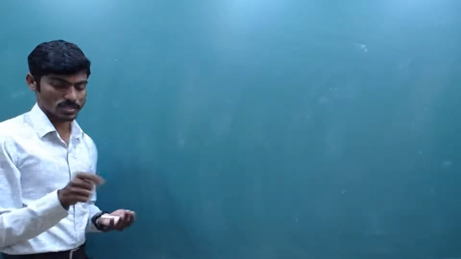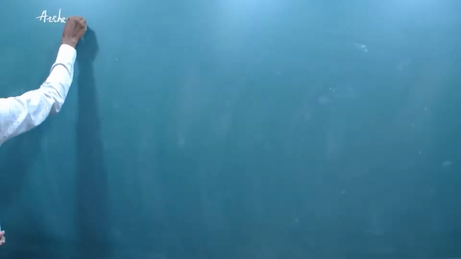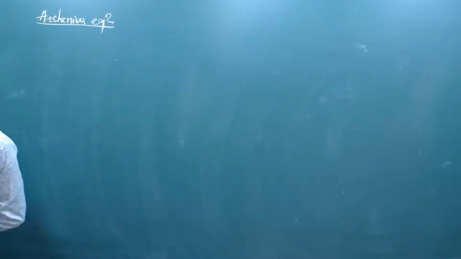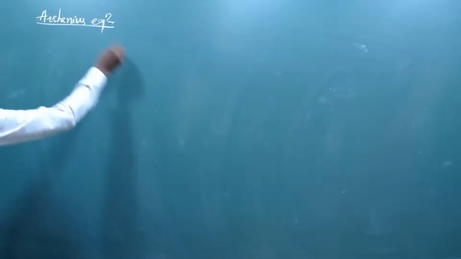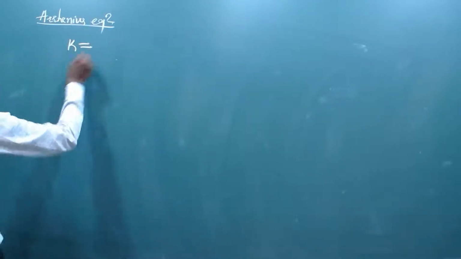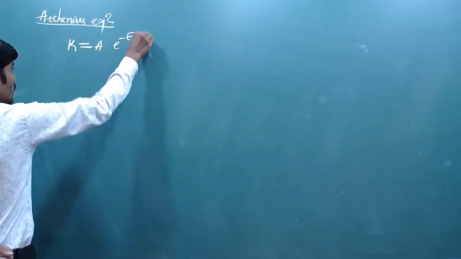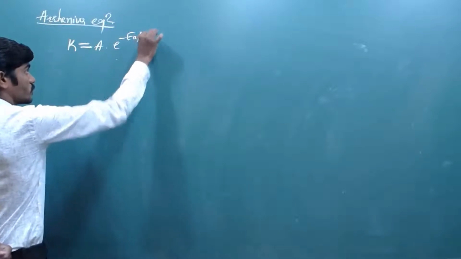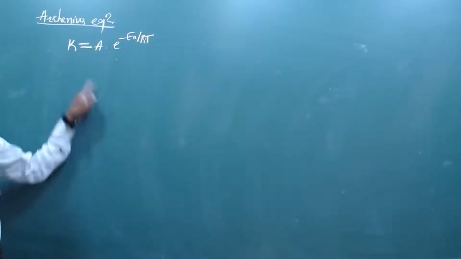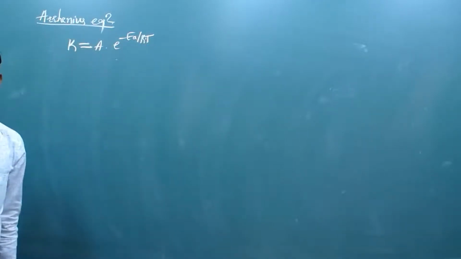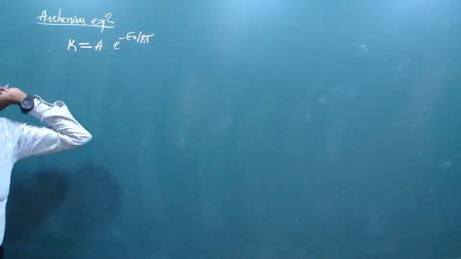So, the Arrhenius equation. A quantitative relation which is given by Arrhenius: rate constant k is equal to A into e to the power minus EA by RT. This is the quantitative relation between the rate and the temperature. When temperature increases, the rate of reaction also increases.